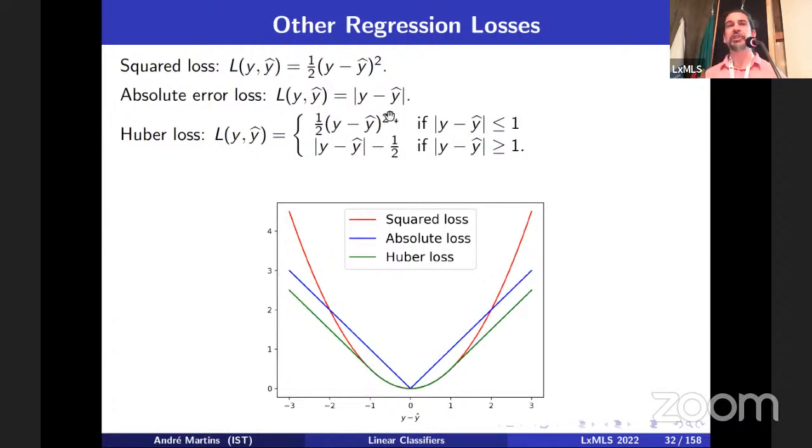And there is also a loss function that mixes the two. I like it a lot. It's called the Huber loss.